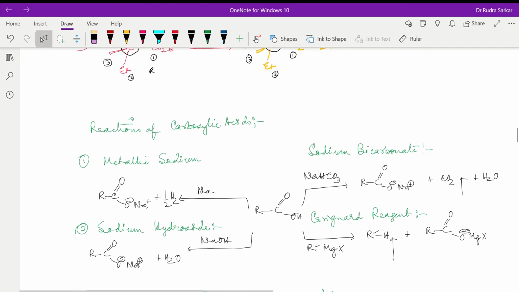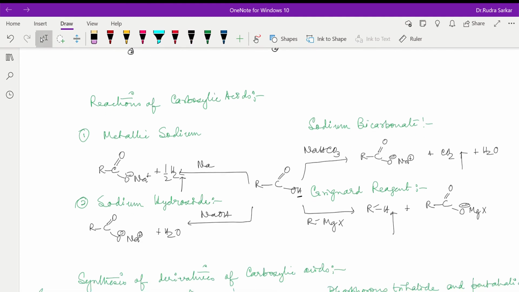Some other reactions of carboxylic acids which we have classified over here. If you treat with sodium bicarbonate, then it's a simple acid-base reaction, forming an acid salt. Some carbon dioxide will go away, leading to the formation of water. These things we are studying from the elementary level. Okay, if you react it with metallic sodium, obviously this proton will be getting reduced, leading to formation of hydrogen. So half molecule of hydrogen will be formed per molecule of acid.